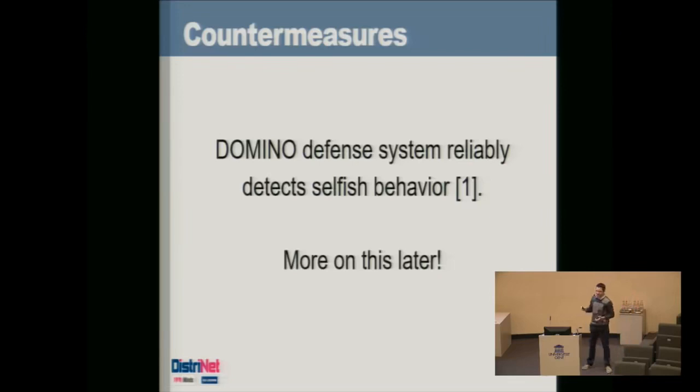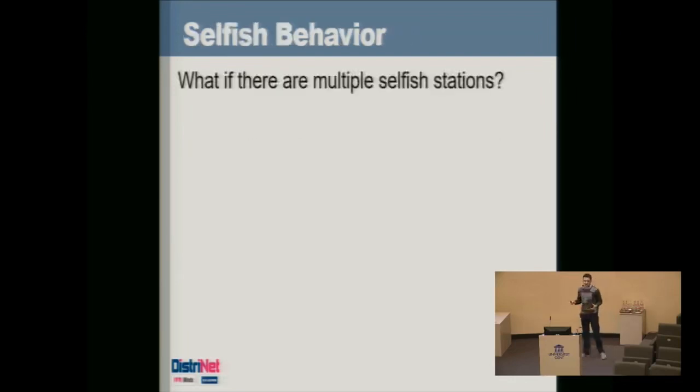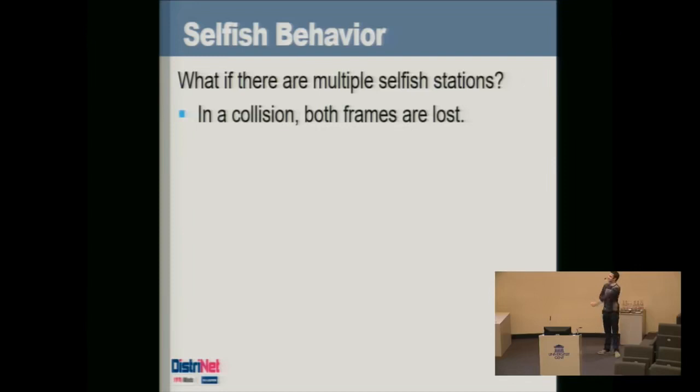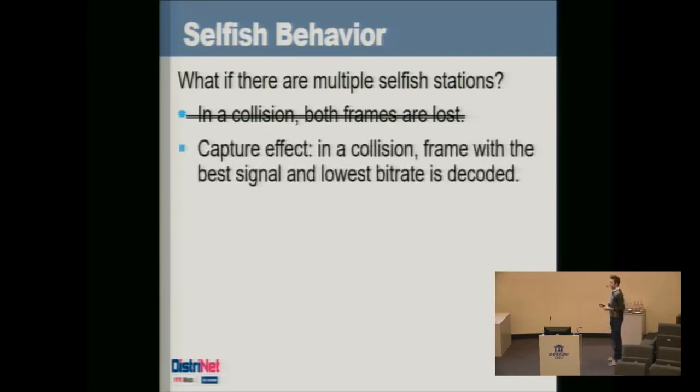So what I talked about now is if there is only one single selfish station and all the others are behaving normally. But what would happen if there are two selfish attackers which basically want to transmit both at the same time? In that case, what I've at least commonly been told is, well, if there are two simultaneous transmissions, there's a collision and both frames will be lost. It turns out that this is actually not the case. What happens is, if there is a collision, generally the device which has the best signal quality and is using the lowest bitrate, the packets of that device will get decoded correctly. And that is called the capture effect.